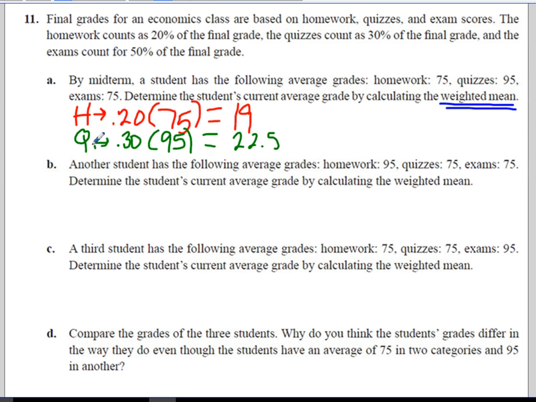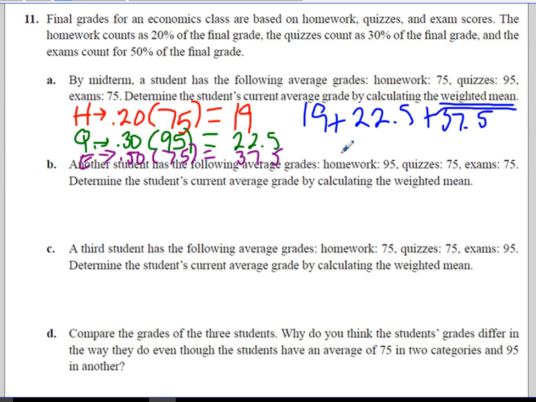And then the exams are worth 50%, so 0.50. And the exam was a 75. And so if we multiply 0.5 times 75, we get 37.5. So when we add all of those up, 19 plus 22.5 plus 37.5.